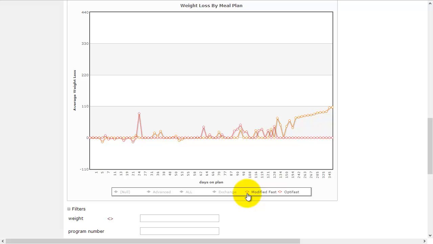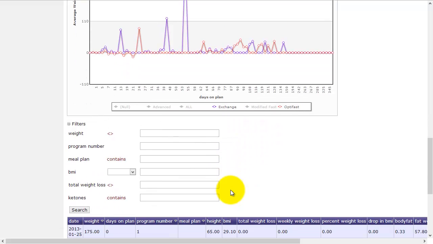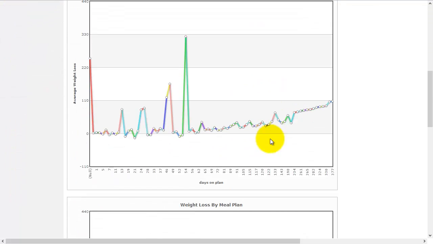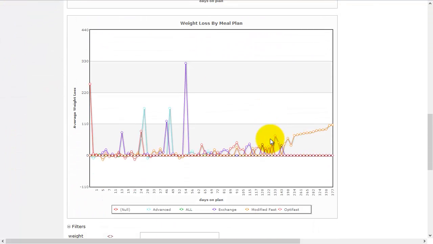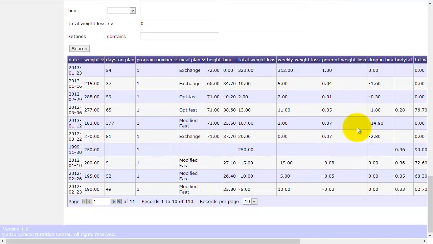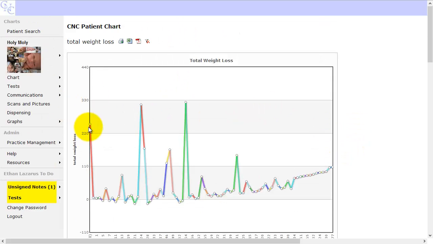So this is a view that would allow you to see how an OptiFast program compares to an exchange program and see if it's better. And we might say weight loss greater than 0 would filter out all of these 0 numbers, and give us a better view on that. Again, I'm in the process of tweaking these graphs, but that's a practice-wide view graph for weight loss.